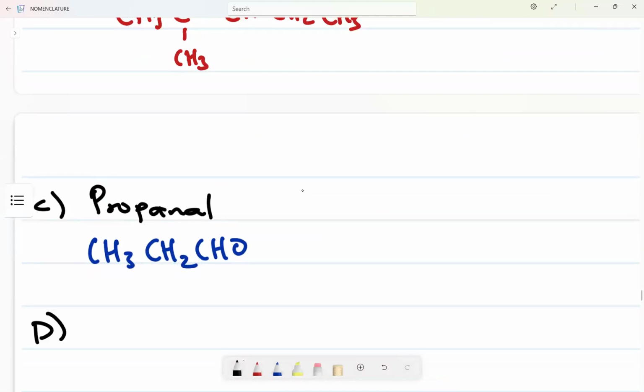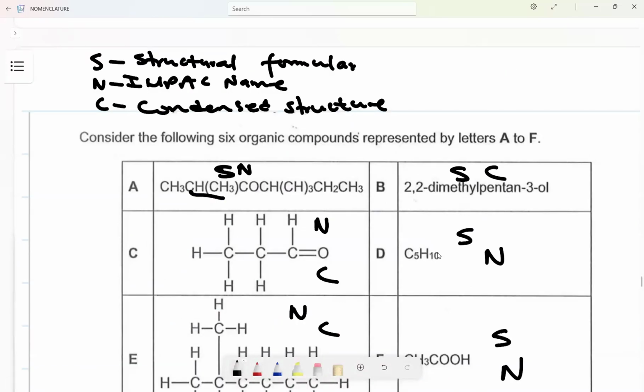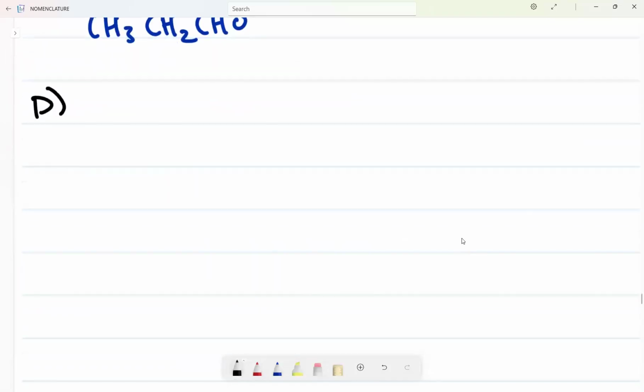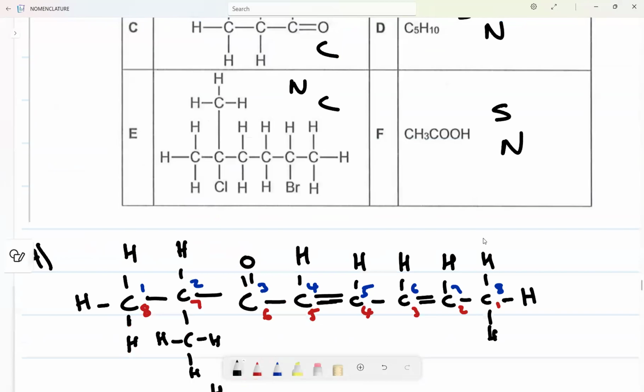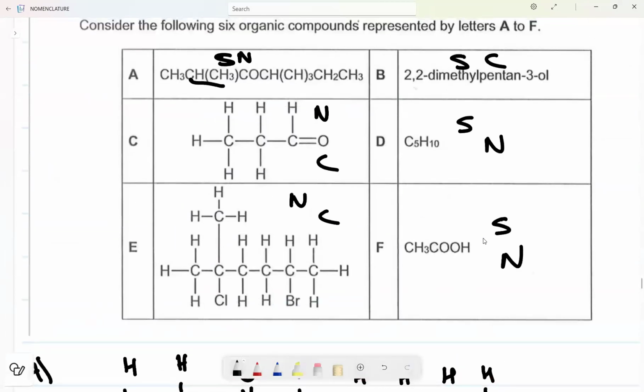I move to number D, and say I have C5H10. C5H10 is in the general formula CnH2n. I mean, this is an alkene. So I can draw that and say 1, 2, 3, 4, 5. So I know I have 10 hydrogens. I want to believe in this question you were told, let's say, this is a secondary alkene.